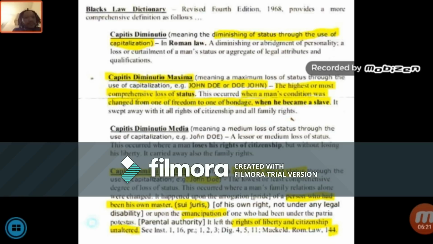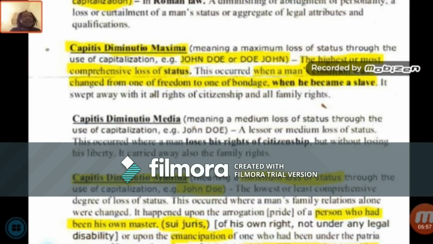Now, this is a legal phrase, but it's from Roman law. Capitis deminutio, meaning the diminishing of status through the use of capitalization. In Roman law, a diminishing or abridgment of personality, loss or curtailment of man's status, or aggregated legal attributes and qualifications. Let me zoom in on this a little bit. I can't see like I used to.